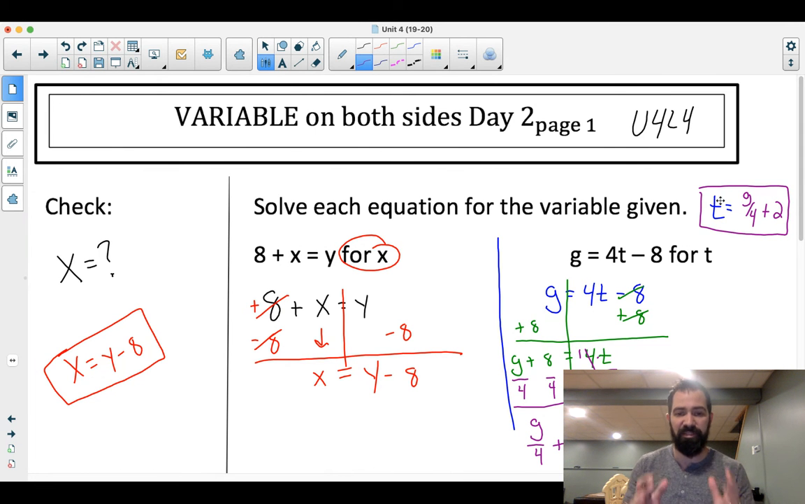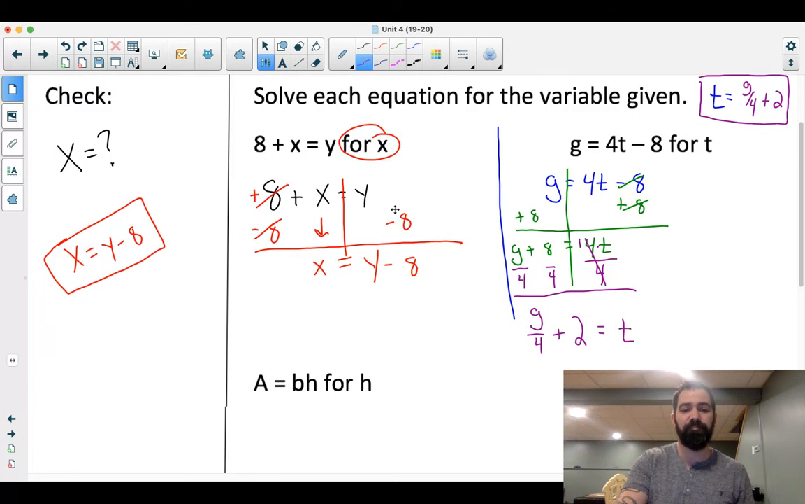T equals, get the t by itself. Get the x by itself. Let's check these.